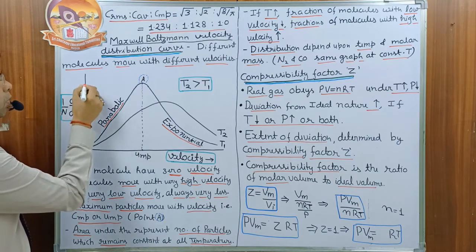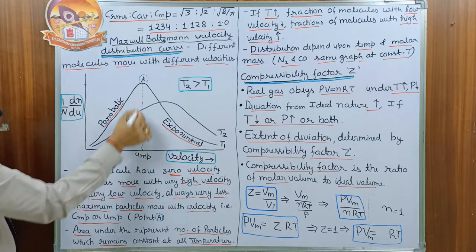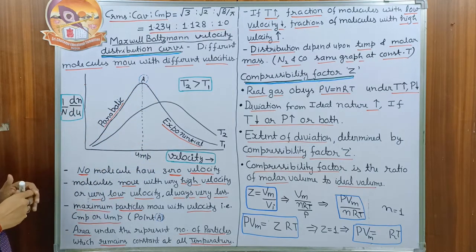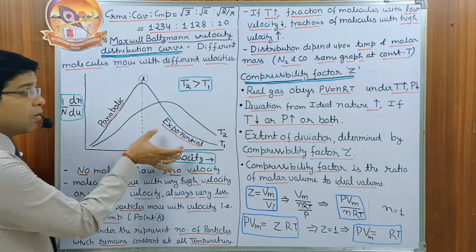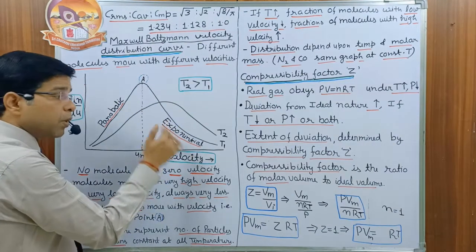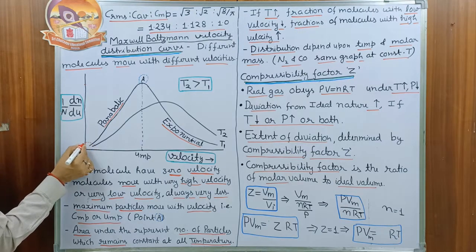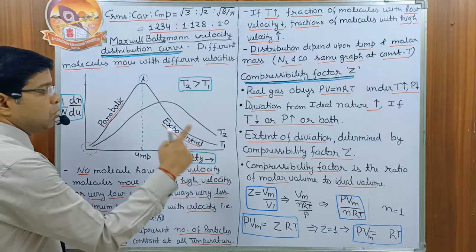I have already told you, most probable velocity is the velocity of the highest number of particles, the highest fraction of molecules. Okay, so this peak always represents the most probable velocity. Near the origin, the nature of the graph is parabolic. But after the maxima, it becomes exponential. Okay, and what is the first finding? No molecule in this graph will have zero velocity. So we cannot start this graph from the origin because no molecule has zero velocity.